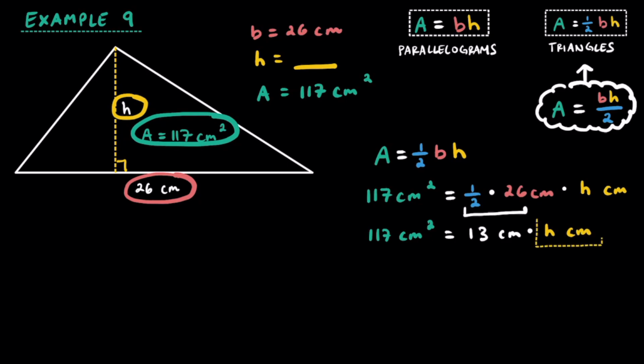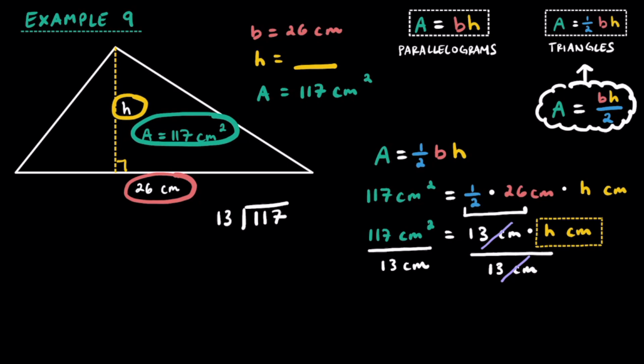To figure out the height, we're going to have to get it alone on one side of the equation. Because on the right side, this 13 centimeters is being multiplied by the h centimeters, to get the h centimeters alone, we're going to have to divide both sides by 13 centimeters. On the right side, 13 centimeters over 13 centimeters just equals 1, and by the identity property, we can just cancel that out. As for the left side, dividing this 117 by 13, let's see, 13 doesn't fit into 1 or 11, but it does fit into 117, I think 9 times, right? 9 times 13 does happen to be exactly 117.